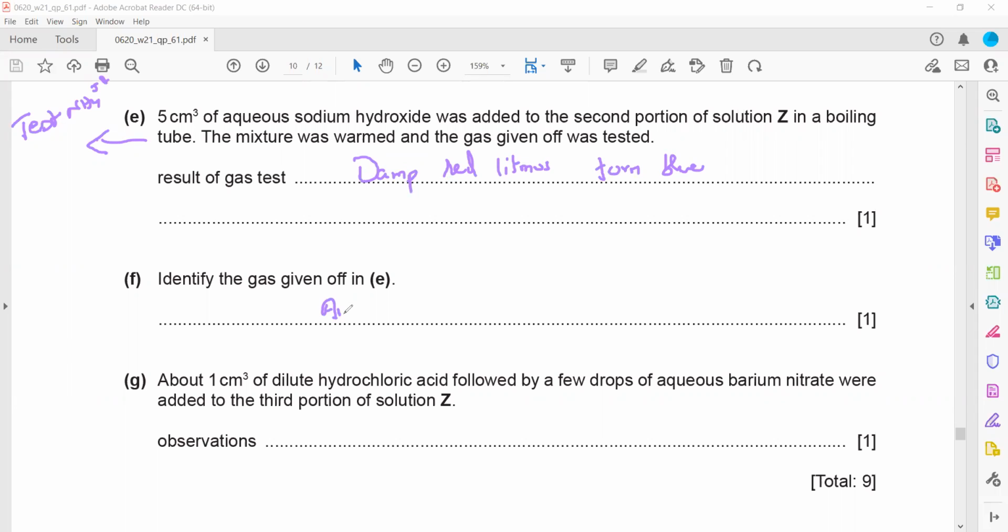Identify the gas which is given off. Whenever ammonium salts are there, ammonium salts on addition of an alkali give off ammonia gas. So that's why the gas which is given off is ammonia.